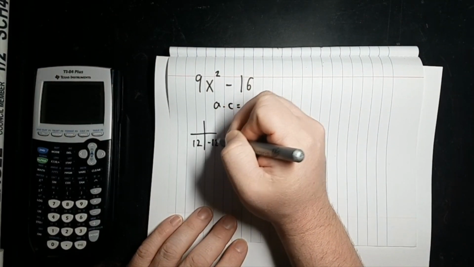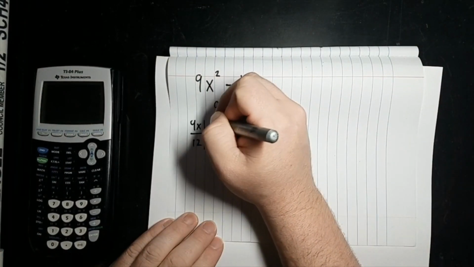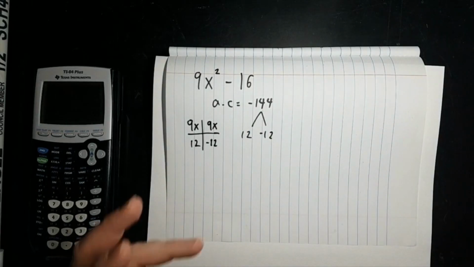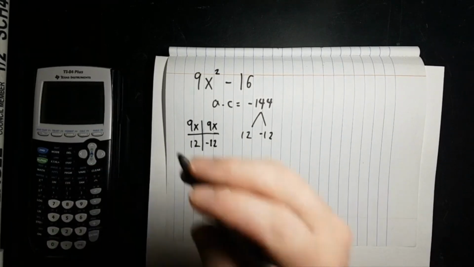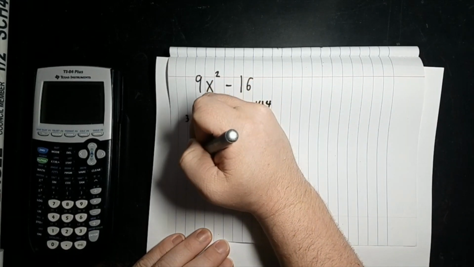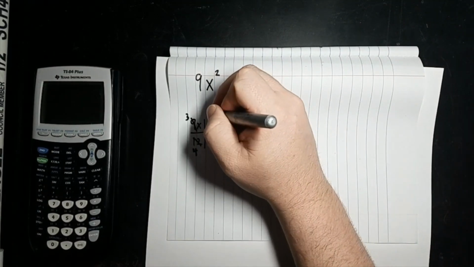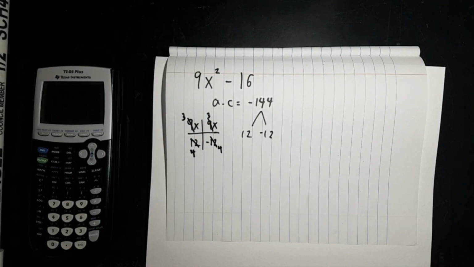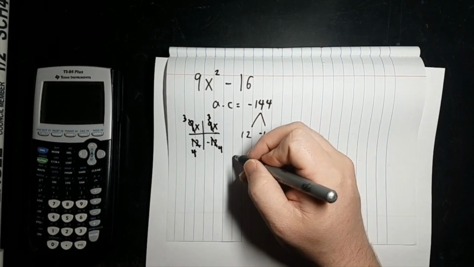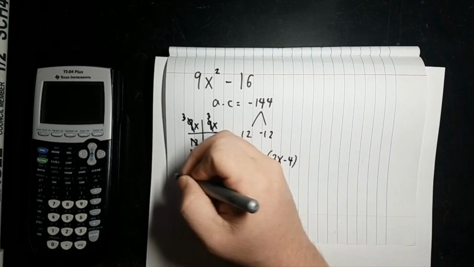T-chart. What do we put in the top? It's a 9x squared, so we have to do a 9x and a 9x. And this is only temporary because we have to simplify. 9 over 12 reduces to 3 over 4. 9 over 12, keep the negative on the bottom, also reduces to 3 over 4, but keep in mind now, that's a negative 4. Vertically, we get a 3x plus 4 and a 3x minus 4.